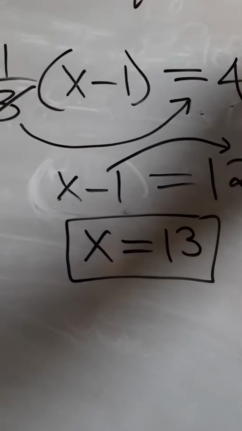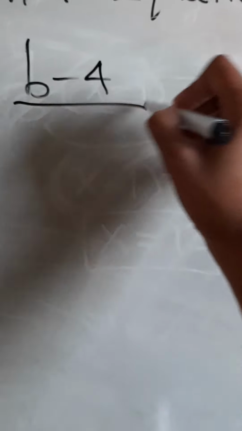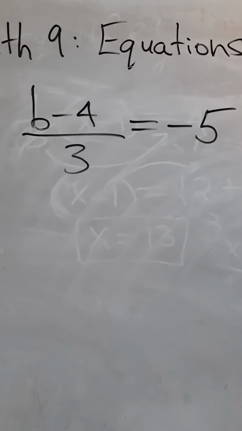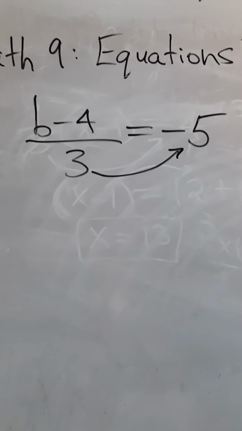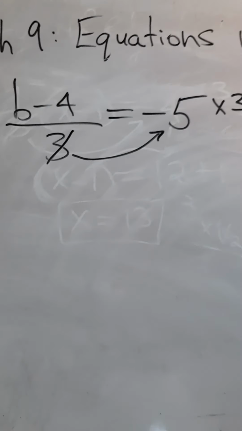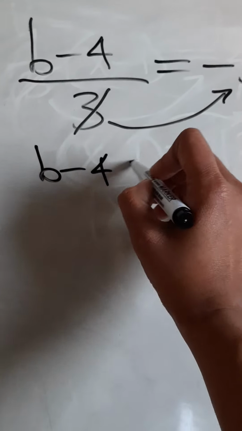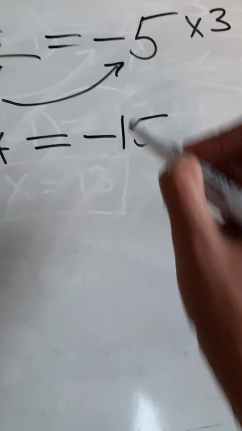All right, so let's try another example. So I'm going to take this off. Okay, and let's try this one. So I have b minus 4 over 3, and it's equal to negative 5. Okay, again, the first thing I want to do is take this 3 to the opposite side. It is divided on the left side here, and I'm going to just times it by 3 on the opposite side. And you're just going to cancel it out to show that it's gone. So on the left side, I'm left with b minus 4 equals negative 5 times 3, negative 15.